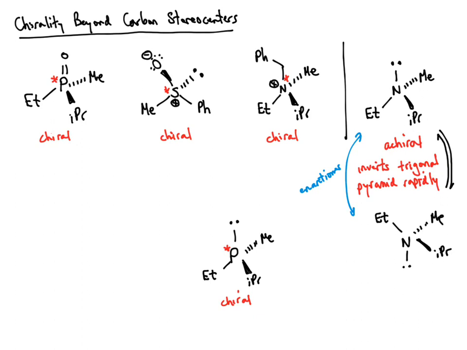Now there are other molecules that are chiral, even though they don't contain any stereocenters at all. So let's take a look at those. So these are chiral molecules without any stereocenters.